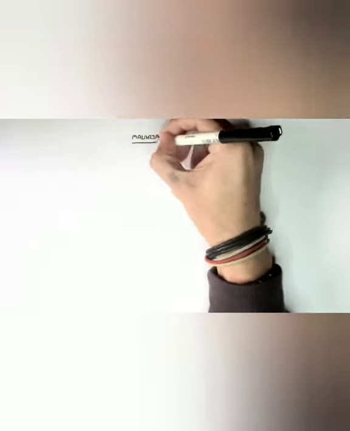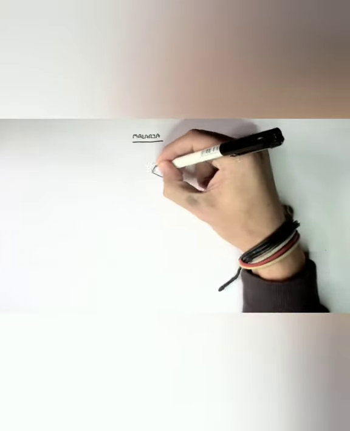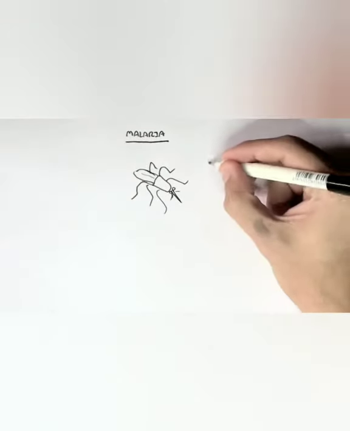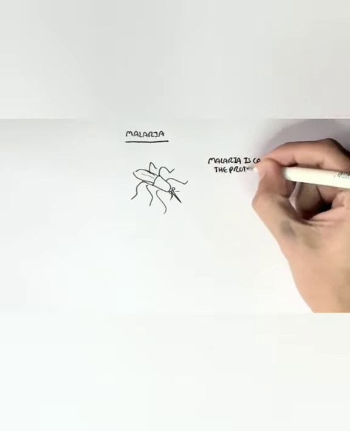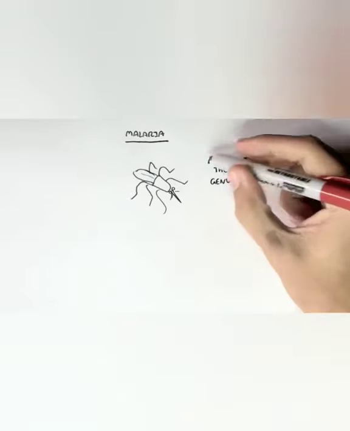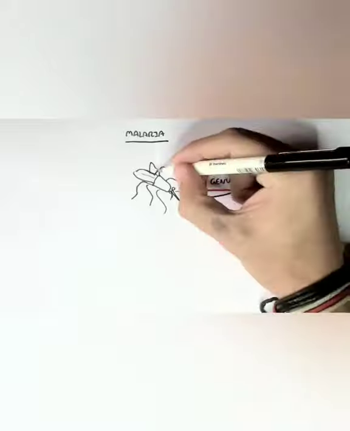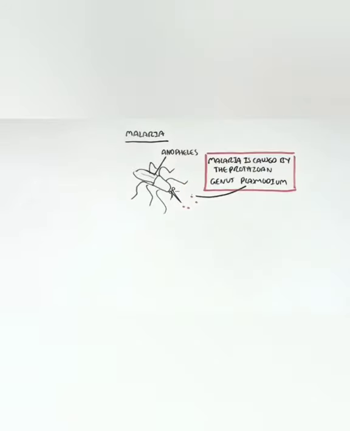Mosquito, but malaria is not caused by a mosquito. Rather, malaria is caused by a parasite that the mosquito carries. Malaria is caused by the protozoan genus Plasmodium. So the mosquito in this case is specifically called Anopheles, from the Anopheles genus, and they carry the parasite Plasmodium.